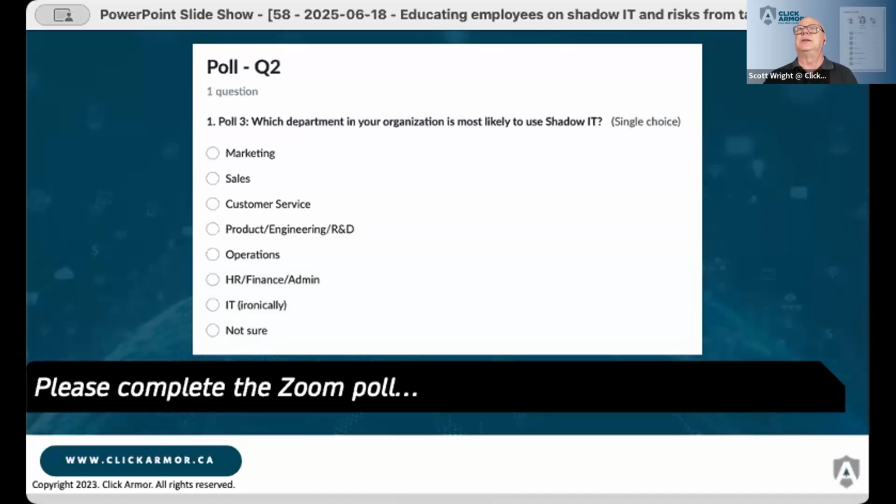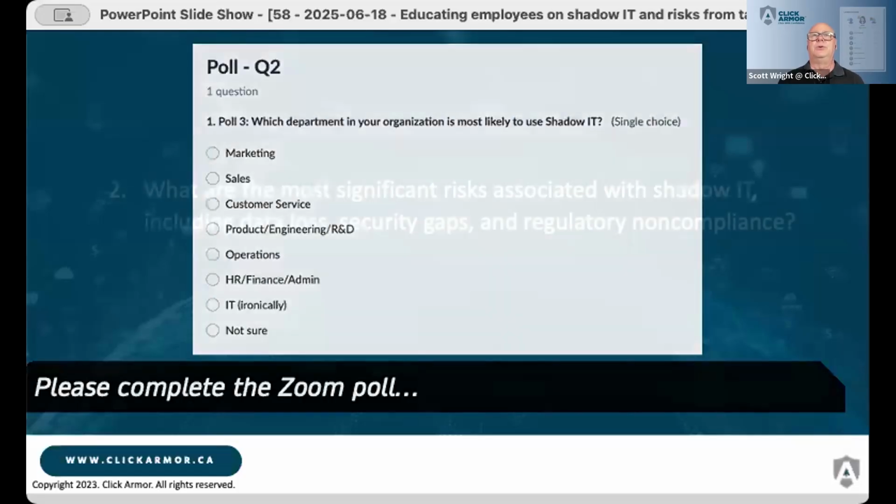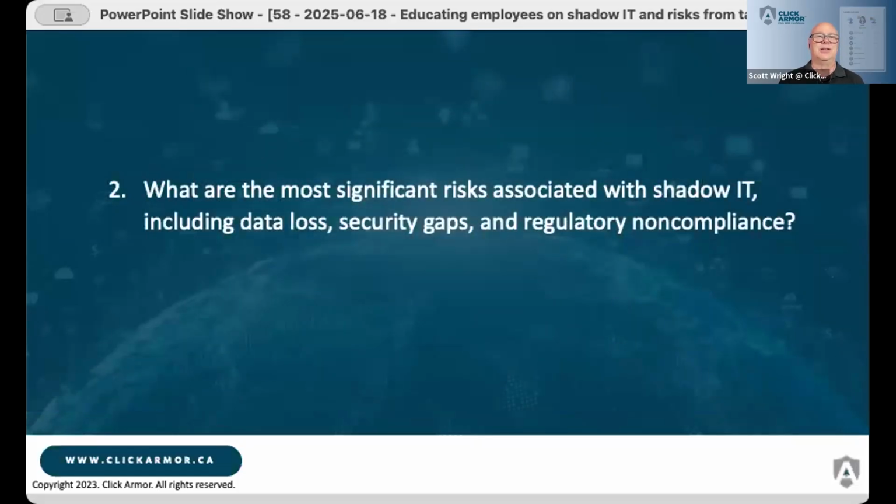And so basically, you can choose marketing, sales, customer service, product, and again, not sure if I allowed more than one choice. This screen may be wrong, but it'll be interesting to hear what your thoughts are on who the organization is that's most likely to be doing shadow IT. So we're going to keep in line with that.